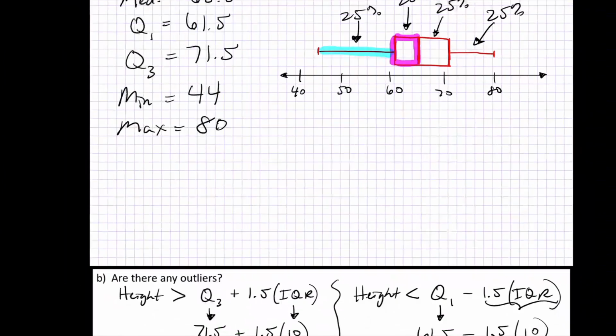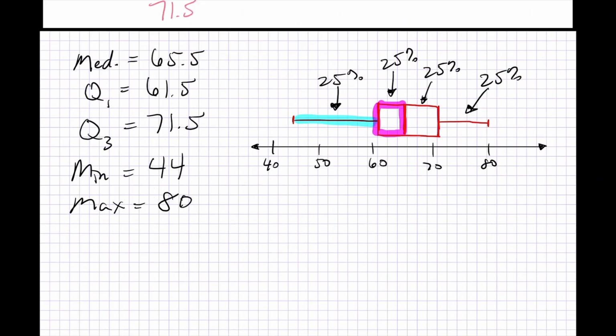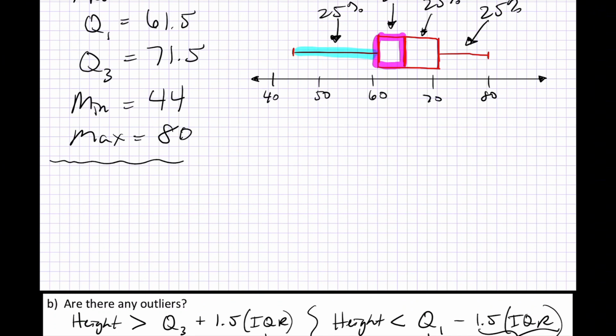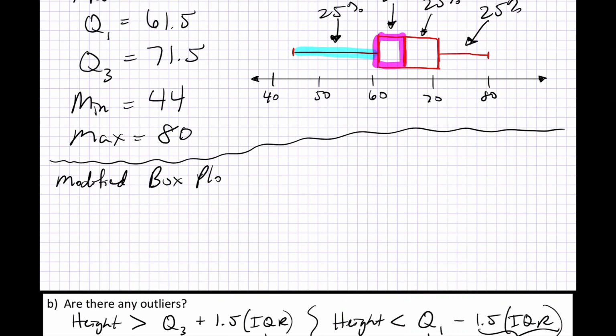Oh, one thing before we go on. Another thing you're going to see, it's not on here, but I want to add it because you're going to see it a lot. It's called a modified box plot. A modified box plot is the same thing as what we just did. Let me redraw this.